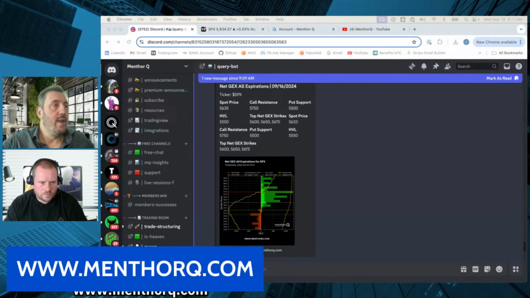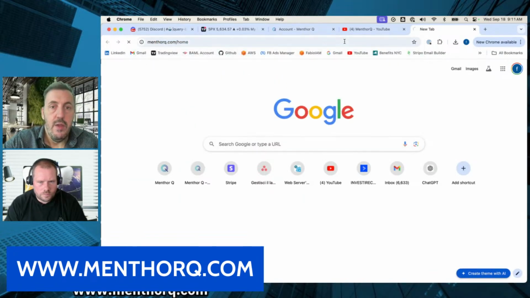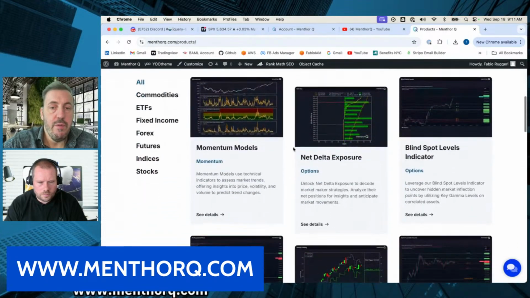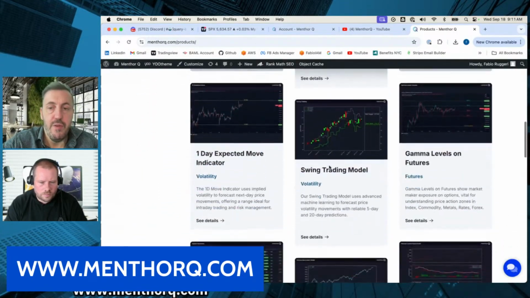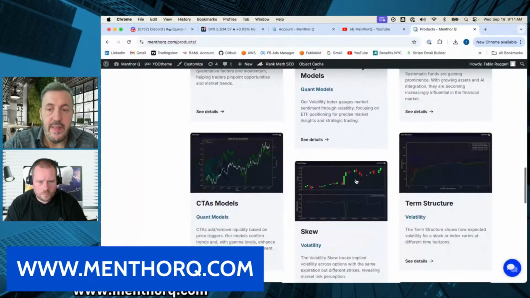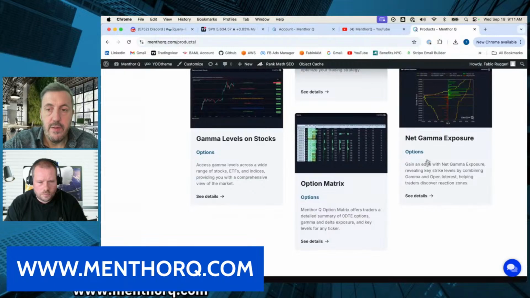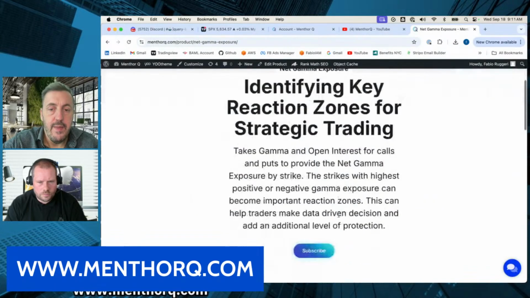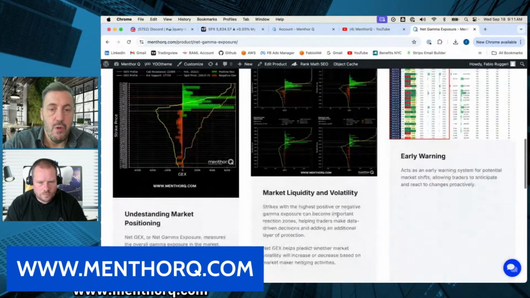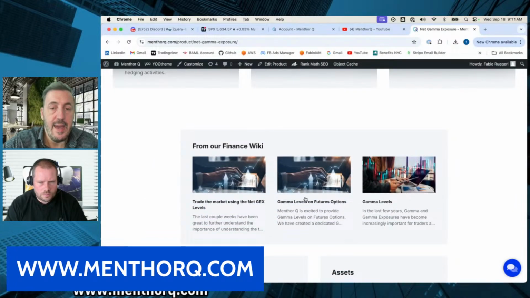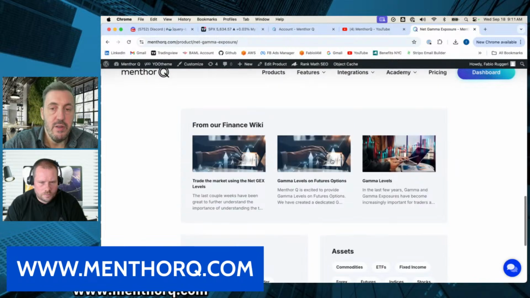And if you want to learn more about the models, everything is here. So if we go to our website and you click under products, you will get all the information about the different charts. So if you look at net gamma exposure, you can find it right here. Click here, and then you have all the data that we show and all the different guides that can help you understand better how it works.